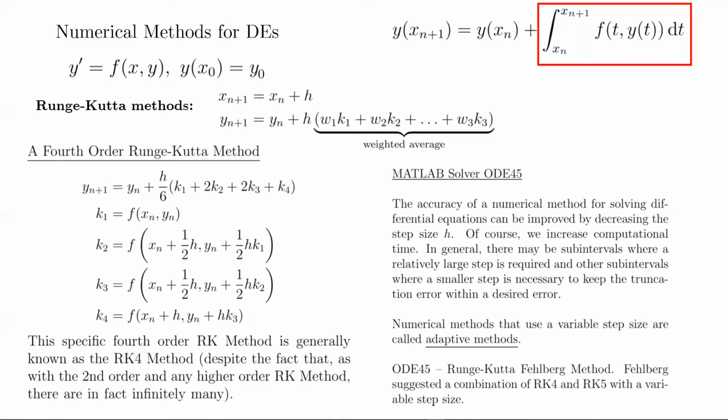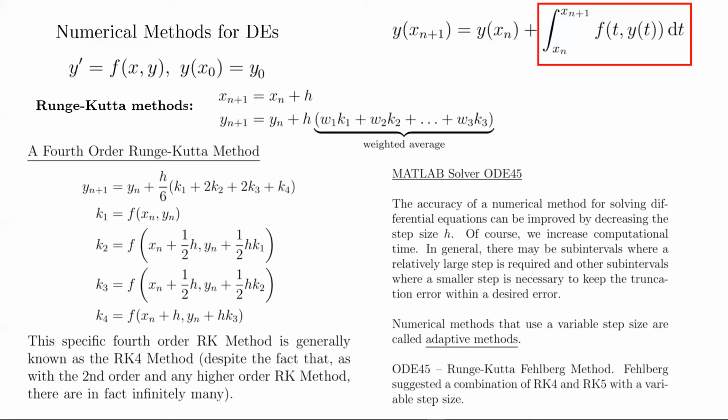Okay, so ODE45 is a Runge-Kutta-Fehlberg method because this person, Fehlberg, suggested that they combine the Runge-Kutta method of order 4 and the Runge-Kutta method of order 5 with a variable step size. So in regions where more accuracy is needed, you take a smaller step size and you use the RK5 method. In regions where things are not changing so fast, you can just use a Runge-Kutta 4 method with a larger step size.